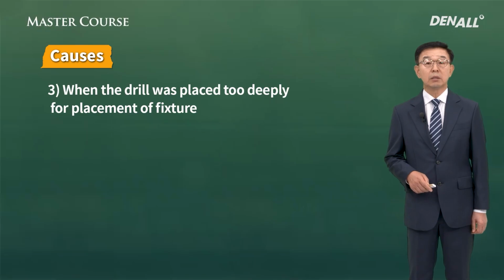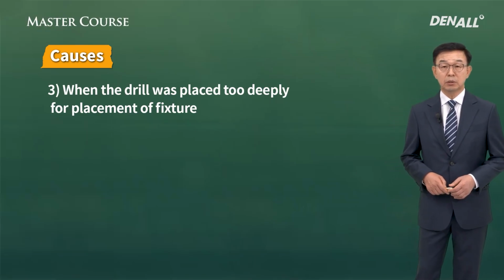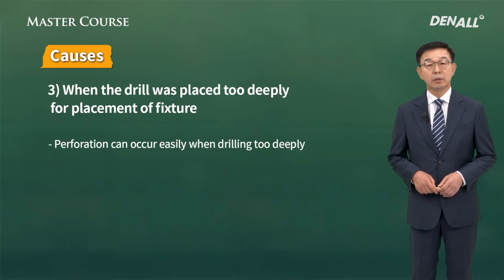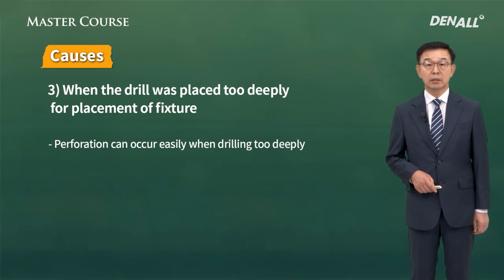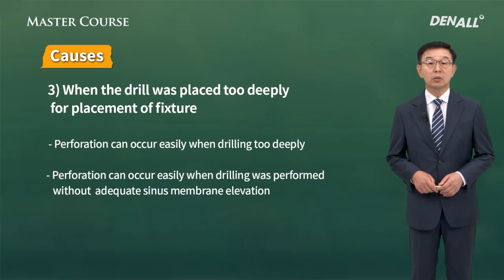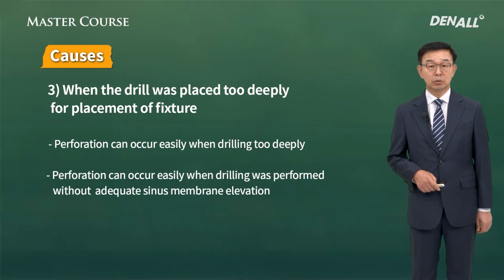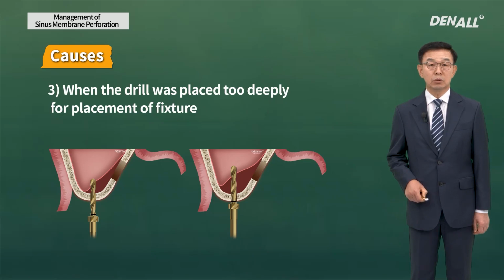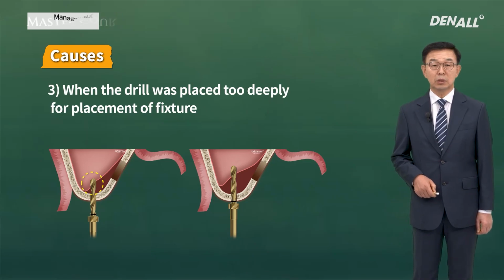Next, perforation can occur during implant placement after sinus is lifted. In this case, first, if drilling is done excessively, perforation can be done directly. Second, it also can be done if insufficient amount of sinus lift has been done. As shown, if sinus membrane is not sufficiently lifted and if you do the drilling, perforation can occur.